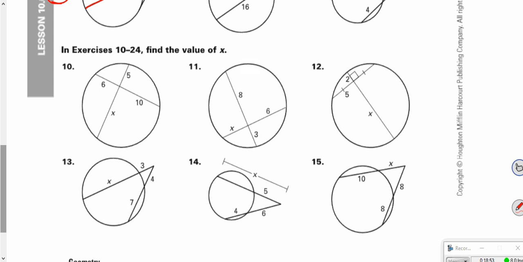Okay, 10 through 24, find the value of x. So essentially, we're going to keep doing what we've been doing. We just don't have to fill in the blanks and help them set up the equations. We're on our own now. Okay, so number 10.